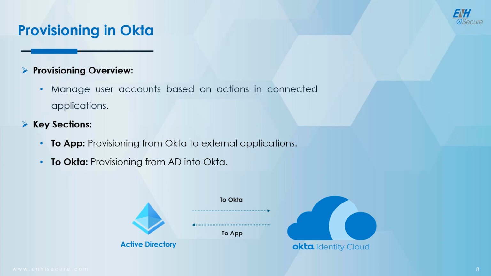For instance, if a new employee joins a company, then their information is entered into AD. That employee's account can be automatically provisioned into Okta without manual intervention using just-in-time provisioning. This provisioning tab includes two main sections, To App and To Okta. To App manages how user data is provisioned from Okta to an external application, in our case AD, and To Okta handles provisioning users from AD into Okta as an identity provider.